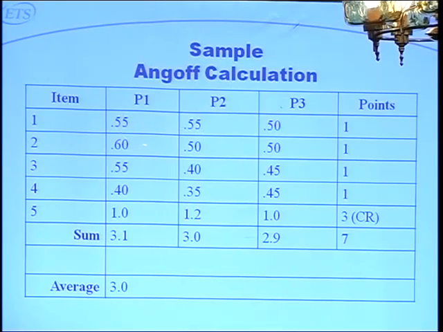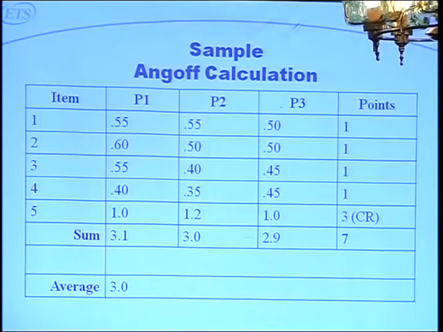So this person, for item 1, they think the probability is 0.55. For item 2, it's 0.6. For item 3, it's 0.55. For item 4, it's 0.4. And for item 5, this is actually a constructed response item where there are 3 points allotted. So it might be an essay, and a student could get a 1, a 2, or a 3. So they think that the just qualified student would get a 1 on this particular item.